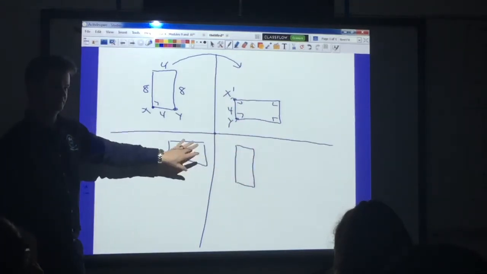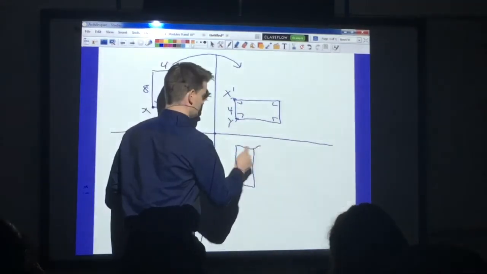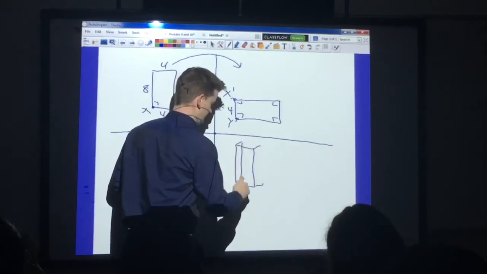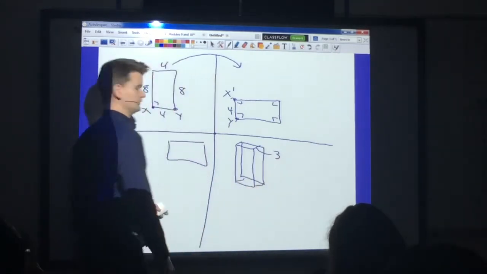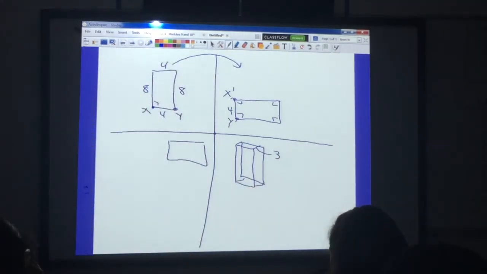And here? 32. And if we made it three-dimensional, let's just keep on our thinking caps here. If I made it three-dimensional, let's say that this is 3. Can somebody now tell me what the volume is?